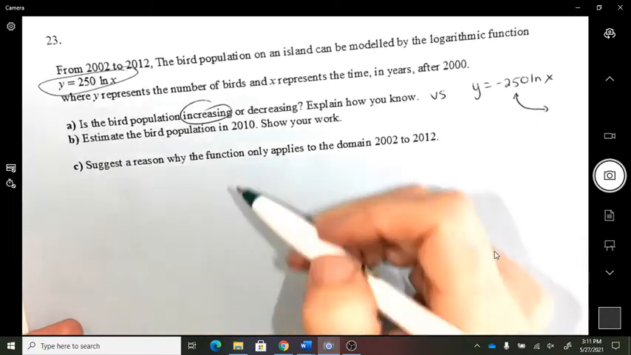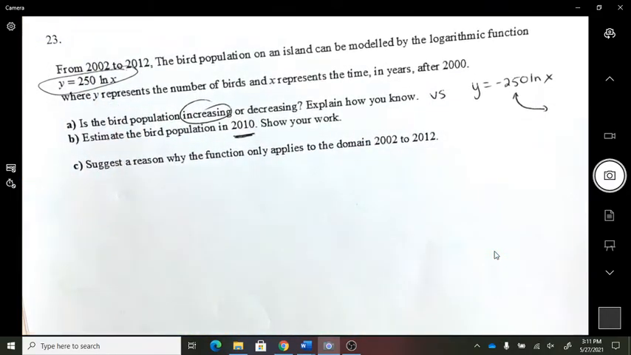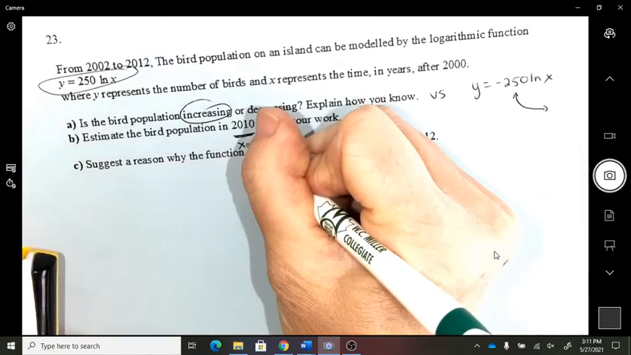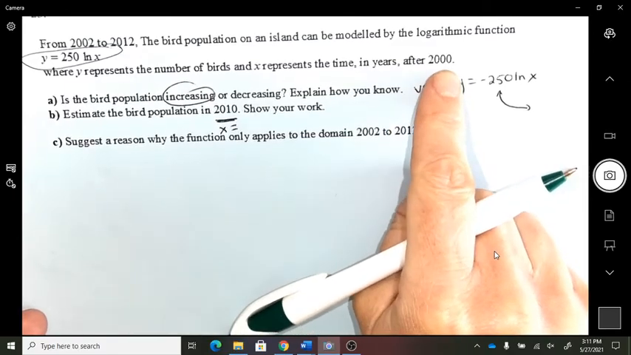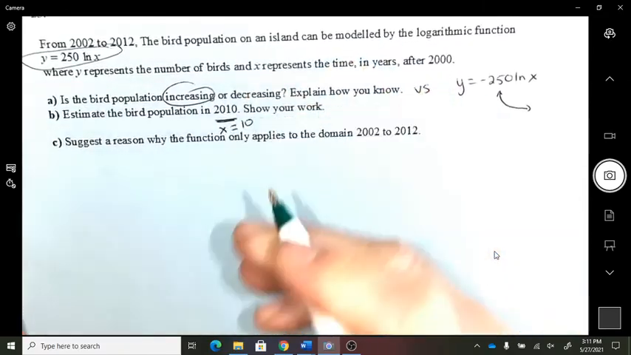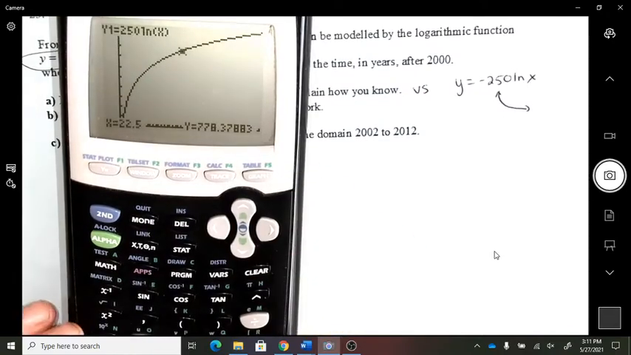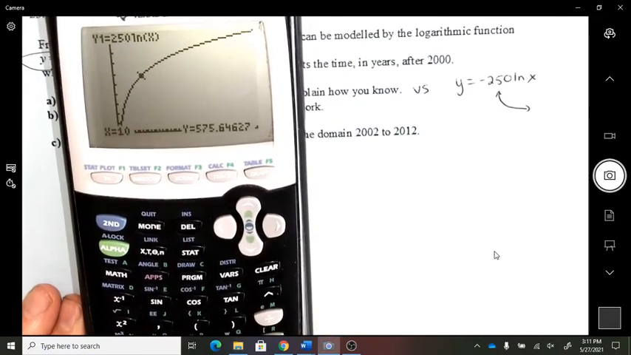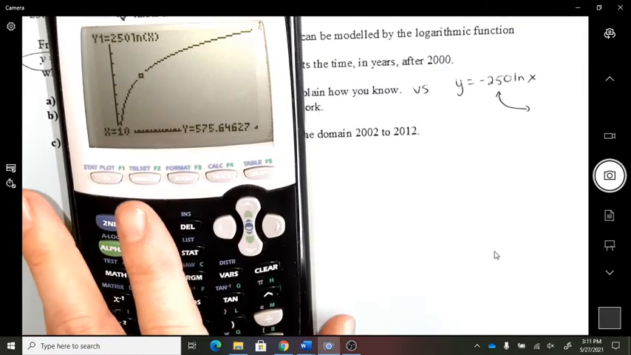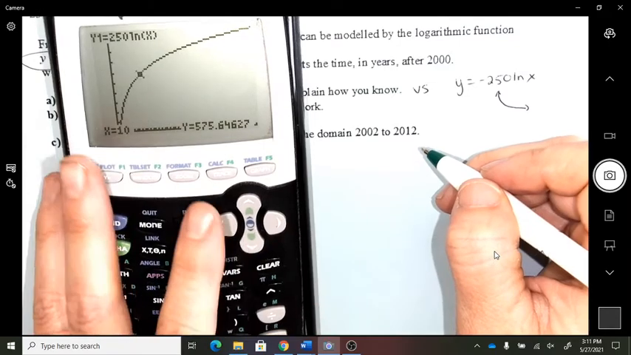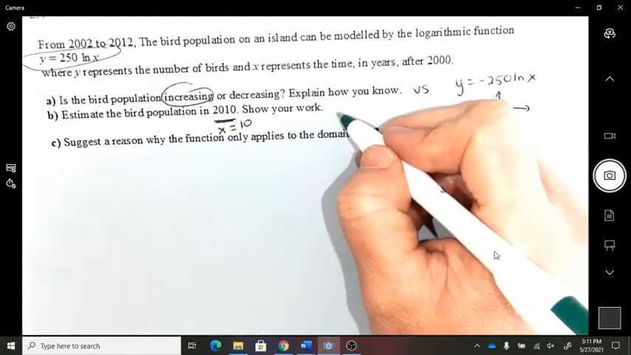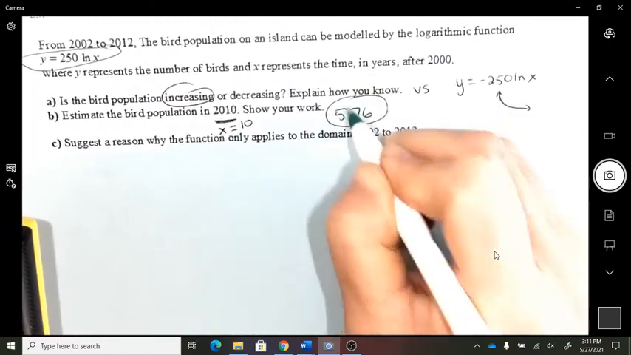Okay, estimate the bird population in 2010. So is that an X or a Y, the 2010? X. It's X, but remember X is the years after 2000. So you're going to tell your mouse to go to 10. So 575.6, so I don't know. We'll go with 576 as an estimate.